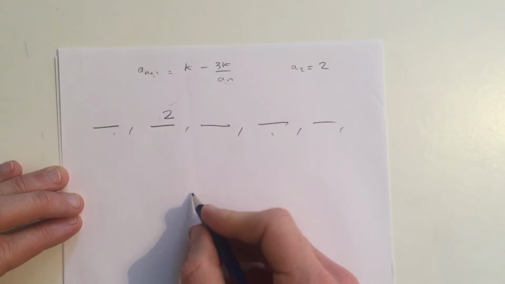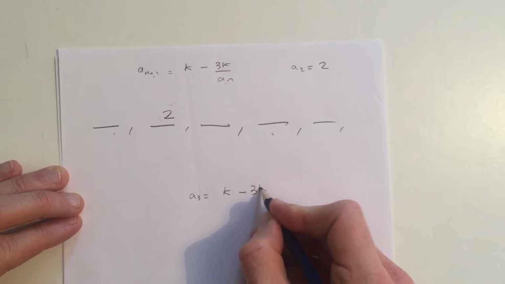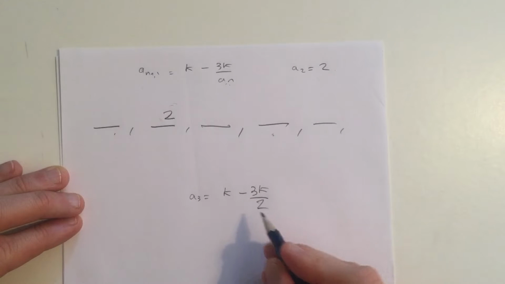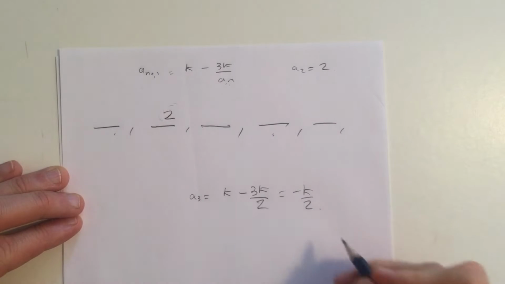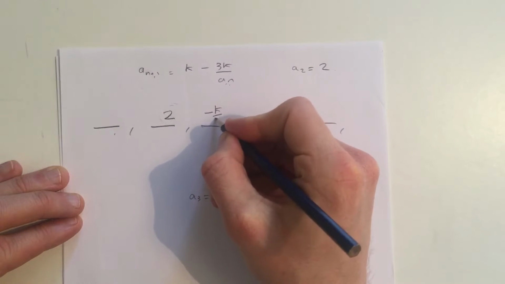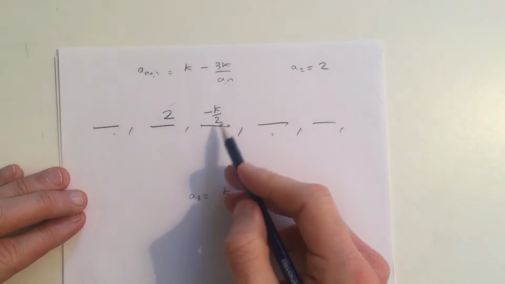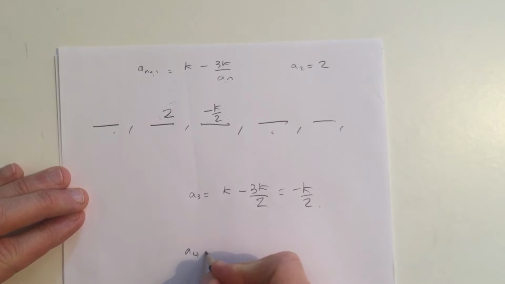So I'll do that. So A3 is going to equal k minus 3k over 2, which I can see is going to be minus k over 2. So that's my third term. And then I could substitute that in here to work out the fourth term. So I'll do that as well. So k minus 3k over minus k over 2.